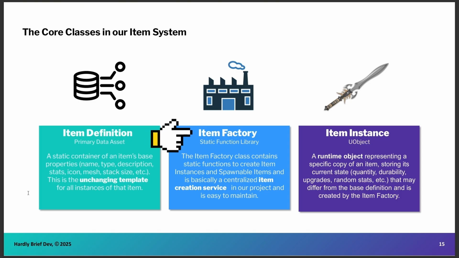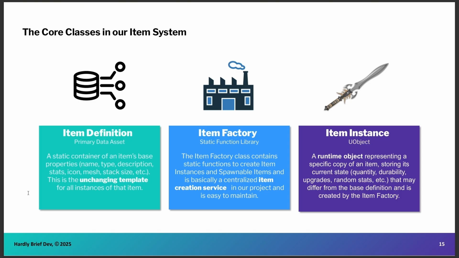In the middle, in the blue, we have the item factory. The item factory is responsible for taking these item definitions and using a whole bunch of static functions to actually build the item instances or the spawnable items that we can use inside our game. The item factory is the sole place where all items will be built and created for our game. And this makes it extremely maintainable and easy to add to when we need, because we know all the items come from this one existing class. This is basically our item creation service. You can rely on it to successfully create all the items that you need for your game.